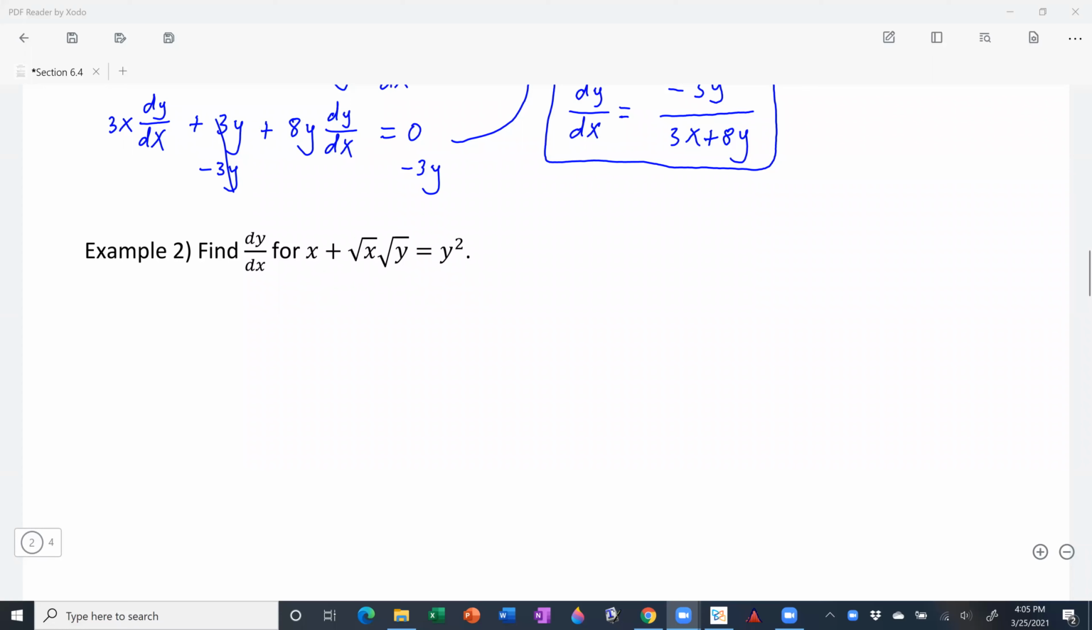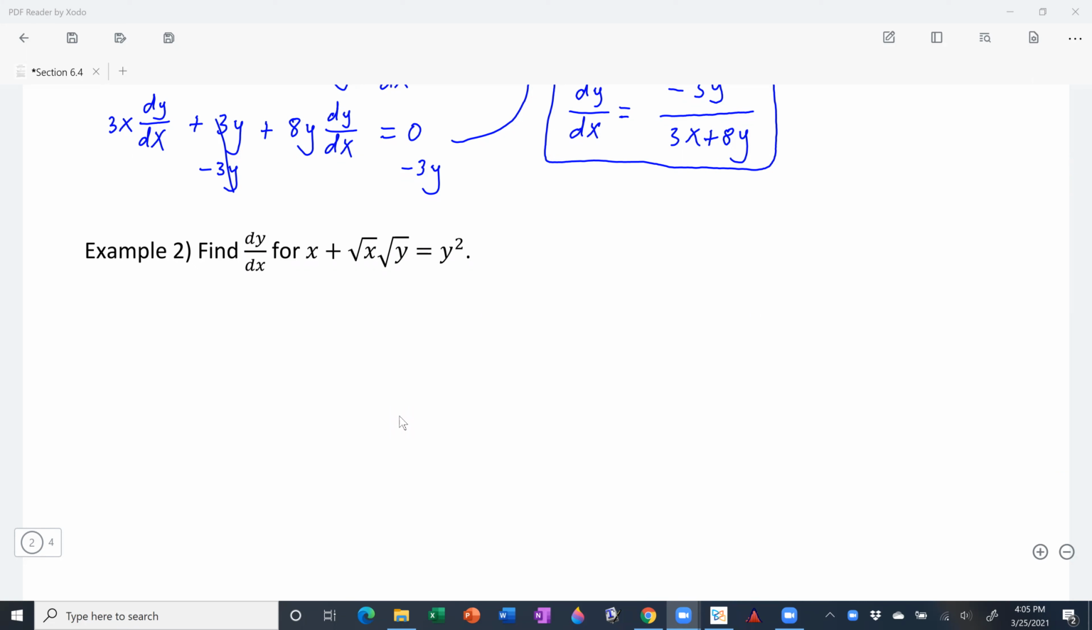All right, let's do another example of implicit differentiation. It takes a while to get used to, but let's try another one. The more that you do, the better that you will get at doing it. So let's find dy/dx for this weird looking function.